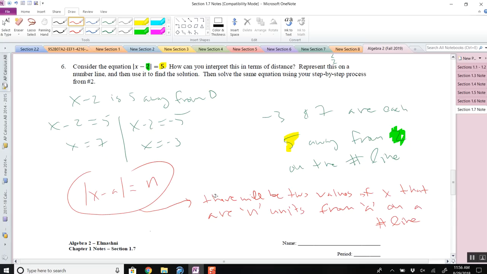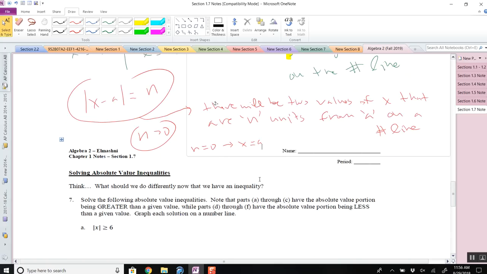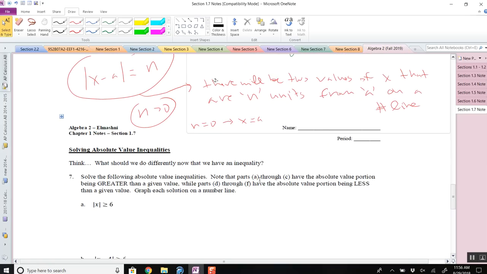But remember, n has to be greater than or equal to 0. It cannot be negative. So that's really what is happening here. Now, of course, specifically n is greater than 0, because if n equals 0, then x just equals a, and you only have one answer. For example, if you have absolute value of x minus 5 equals 0, x just equals 5, that's it. There's nothing else that happens.